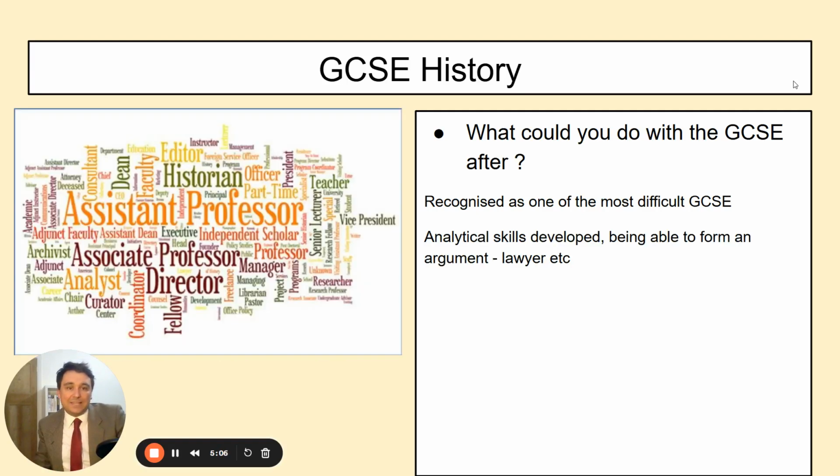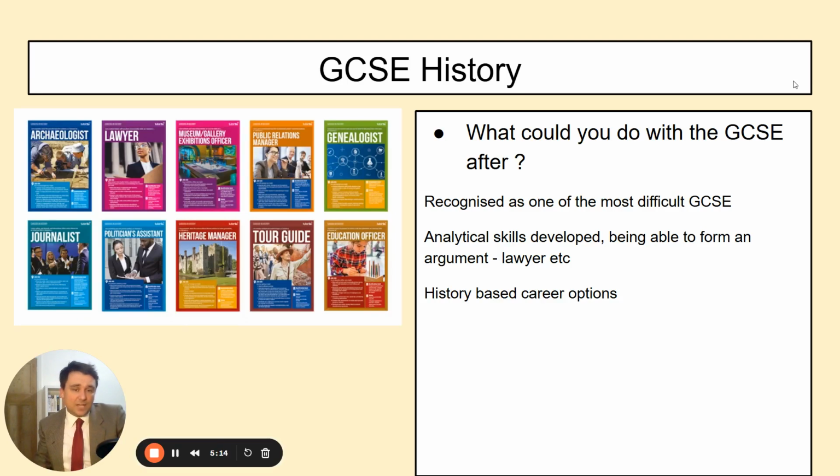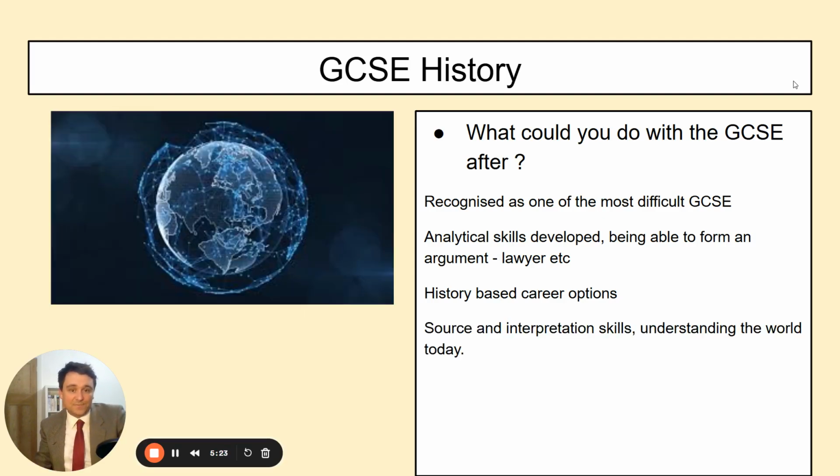You can develop those analytical skills, forming an argument, things such as the lawyer, for example, but anything you can see here is available. There's also history-based career options, whether it's working in a museum, whether it's a heritage manager, looking into politics, God forbid, a history teacher. And also those skills are so important we look at: source skills, interpretation skills, just understanding the world today.